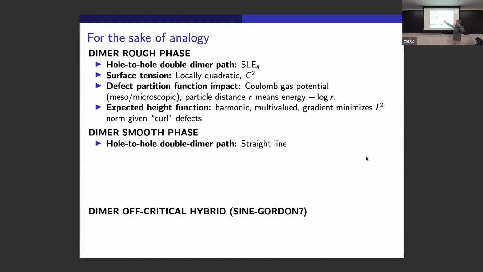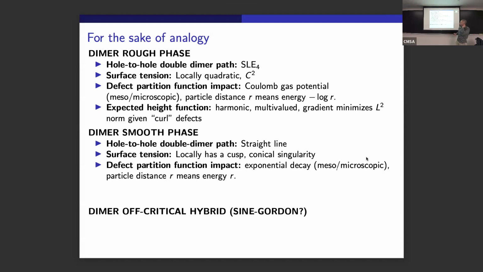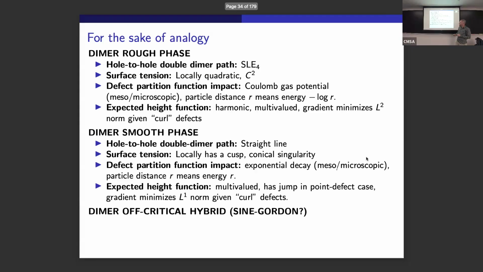And in the smooth phase, the path will be a straight line. The surface tension will have a cusp. You'll have a defect in your partition function. You'll have an exponential decay you'll pay for moving things further apart. And your expected height function is going to have a jump. When you put in this defect, you'll have a multivalued height function. When you go around the loop, you jump when you cross this line between the two defect points.